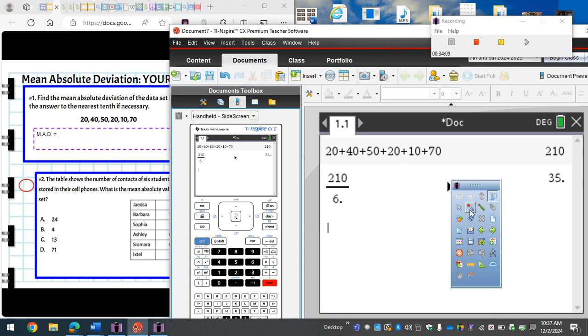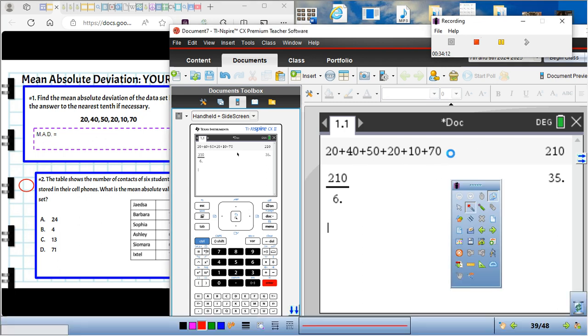35. So what I'm going to do now is see how far each one is from 35. In my head I'm thinking about 35 and 20. How far apart are these two? 35 and 20. What is it? 15. Okay, and then I'll write it here. 15, plus 40 minus 35, 5. 50 minus 35, 15.